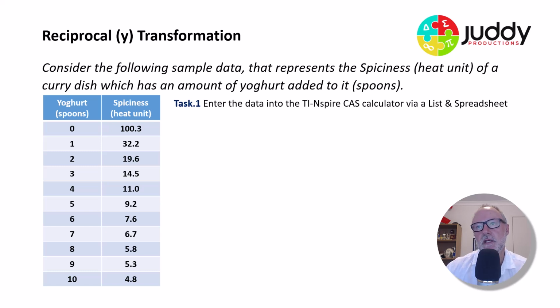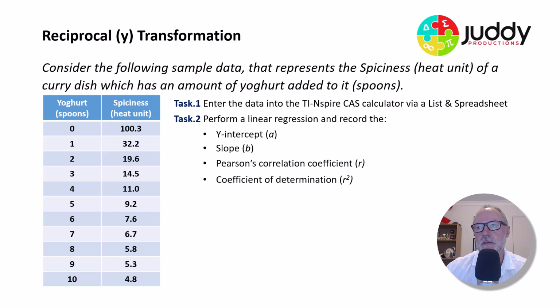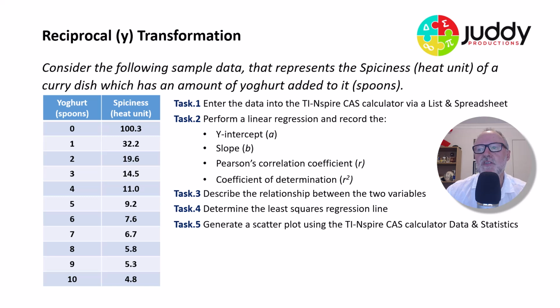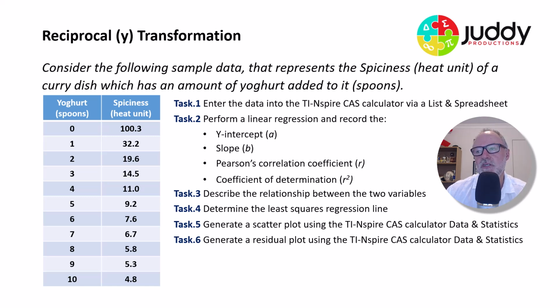Our task for this particular set of data, number 1, is to enter this data into the TI-Nspire CAS calculator. Task number 2 is to perform a linear regression and calculate the following quantities. Task number 3 is to describe the relationship between the two variables. Task number 4 is to determine the least squares regression line. Task number 5 is to generate a scatter plot using a TI-Nspire CAS calculator. Task number 6 is to generate a residual plot, also using a TI-Nspire CAS calculator. And finally, task number 7 is to perform a residual analysis. So let's now enter this data into our TI-Nspire CAS calculator and perform these 7 tasks.